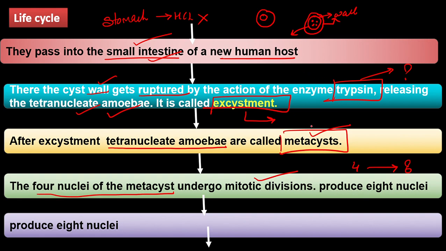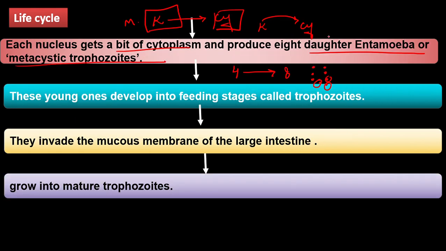Now look here. When the tetranuclear cyst released out, we called it metacyst. Now when these metacysts undergo mitosis and form 8 daughter nuclei, they form metacystic trophozoites. Until now it was metacyst. As soon as the daughter nuclei and daughter cells form, we call it metacystic trophozoite, okay? These young ones develop into the feeding stage, because only when the trophozoite forms will it feed, grow, develop and multiply, right?